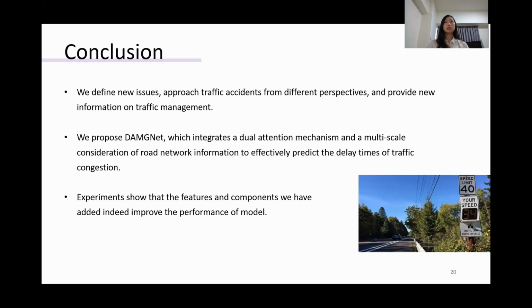In this work, in contrast to previous research approaches, we aim to accurately predict the delay time of the road behind the congestion caused by a vehicle accident. We propose DMGNet, which integrates a dual attention mechanism and a multi-scale consideration of road network information to effectively predict the delay time of traffic congestion. Experiments conducted on traffic flow and accident information of national highways in Taiwan prove the applicability and robustness of our model on this task.